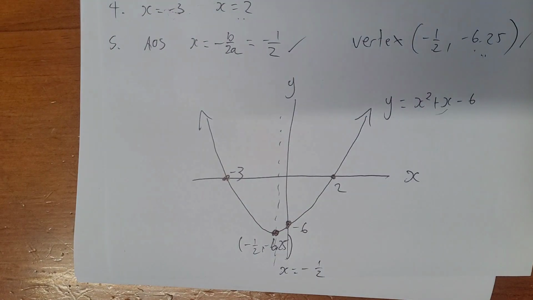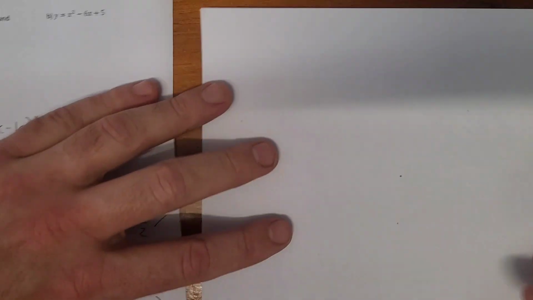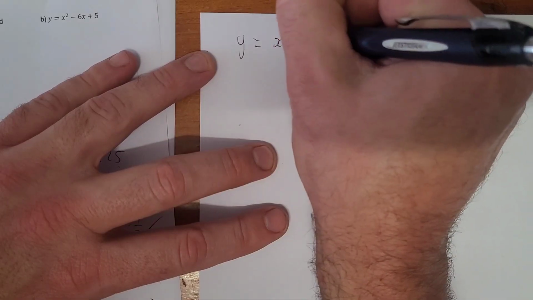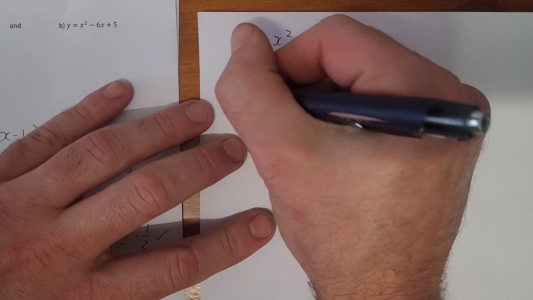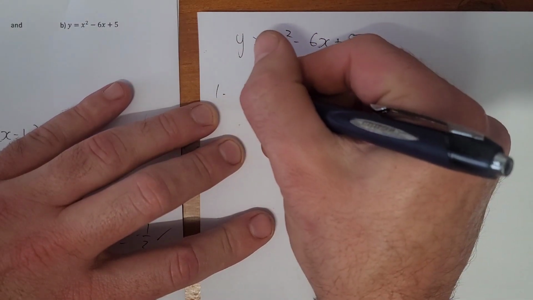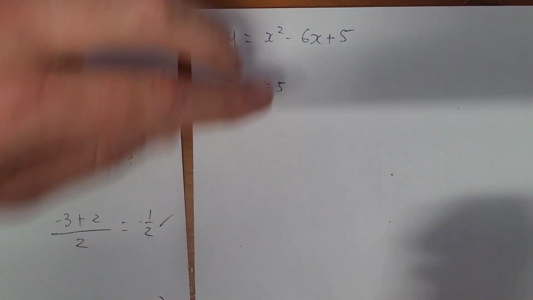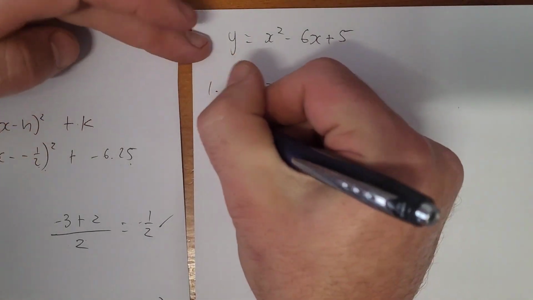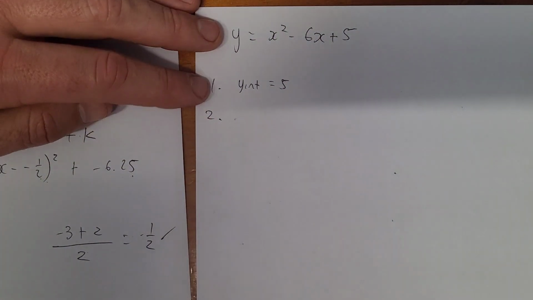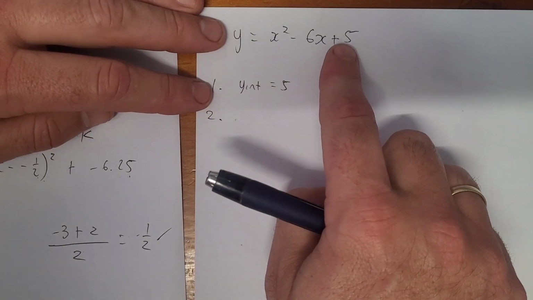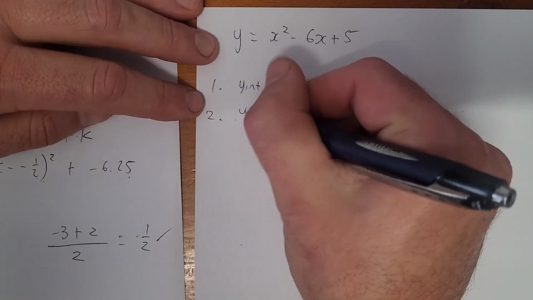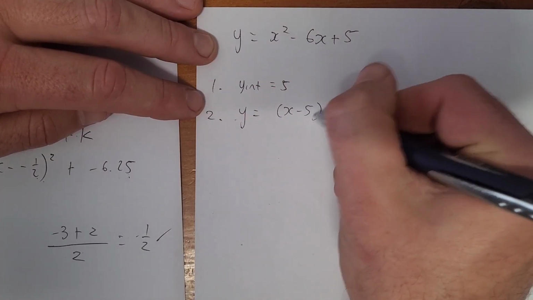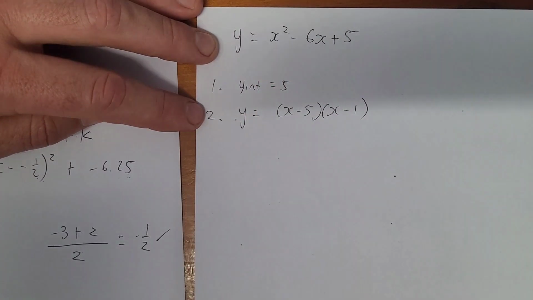Let's have a look at B, and I'm going to have to do it on a different piece of paper. Now for B, the equation that we had was this one, y equals x squared take 6x plus 5. The first thing that we're asked to do is what's the y-intercept? So the y-intercept is positive 5. The y-intercept occurs when x is 0. Then we were asked to factorize the quadratic using the cross method. So two numbers that multiply together to give us positive 5 and add together to give us negative 6. That's going to be x take 5 and x take 1. Minus 5 times minus 1.